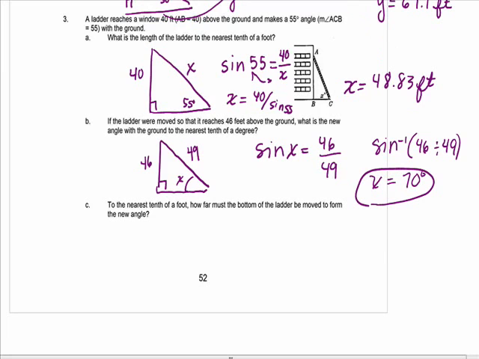Sorry. To the nearest tenth of a foot, how far must the bottom of the ladder be moved to form the new angle? So, we have to know the bottom of this triangle and the bottom of that triangle. What do you think, Mr. Stern? In order to get the bottom of the triangle, we could use the Pythagorean theorem. We could. We could use cosine, or we could even use tangent.